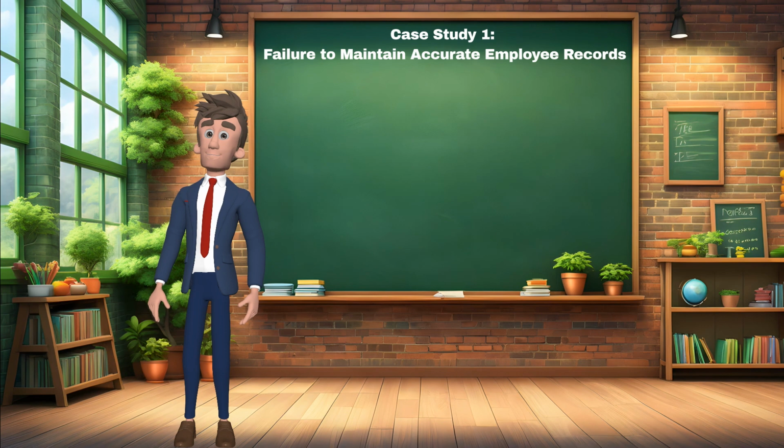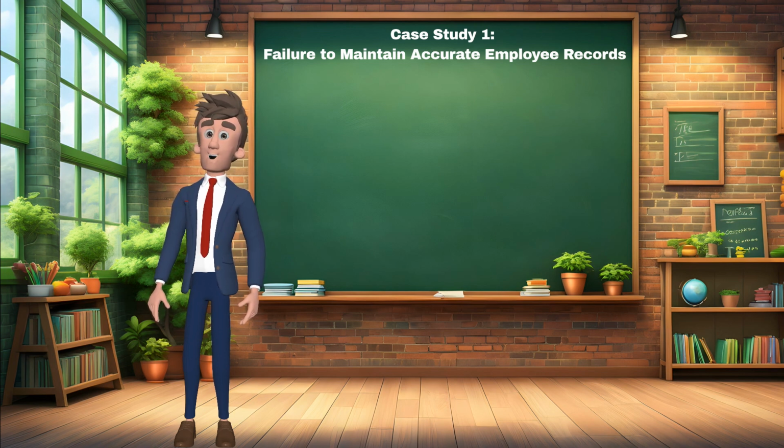Case Study 1. Failure to maintain accurate employee records. A multinational corporation operating in the financial services sector was subject to SOX regulations due to its status as a publicly traded company. The HR department was responsible for maintaining accurate employee records, including documentation related to compensation, benefits, and employment history. However, the HR department failed to maintain accurate and complete employee records, leading to discrepancies and inaccuracies in financial reporting.